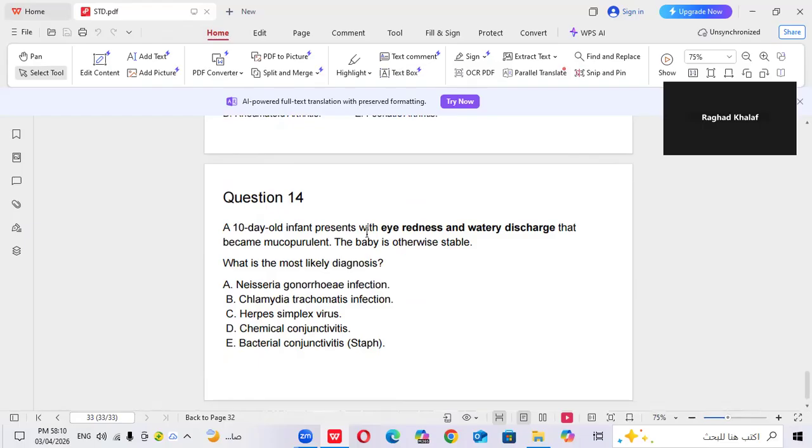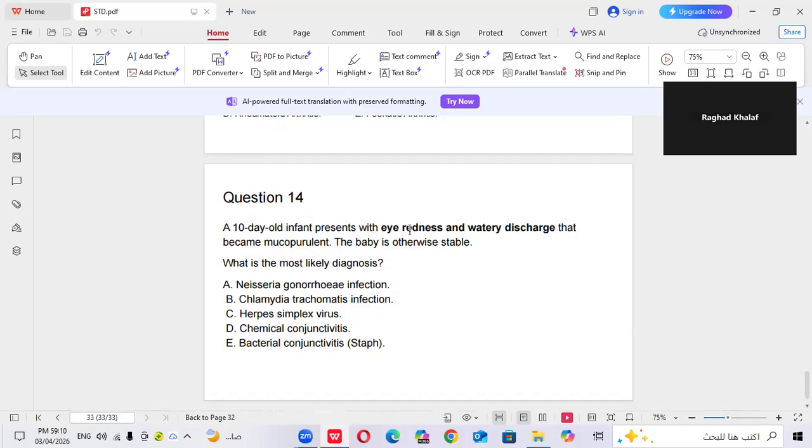A 10-day-old infant presents with eye redness and watery discharge that became mucopurulent. The baby is otherwise stable. Which is the most likely diagnosis? We said in questions talking about conjunctivitis, you are going to rely on the timing of symptoms. He developed these symptoms after 10 days, which is beyond 5 days, which means it's chlamydial infection, not gonorrheal one.